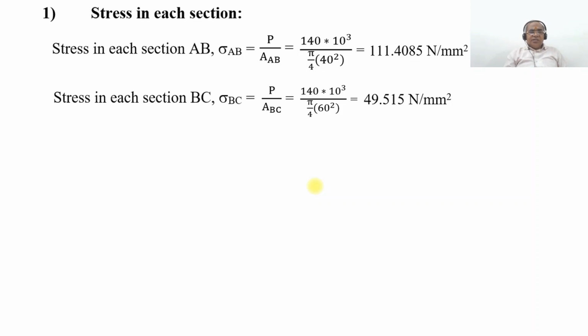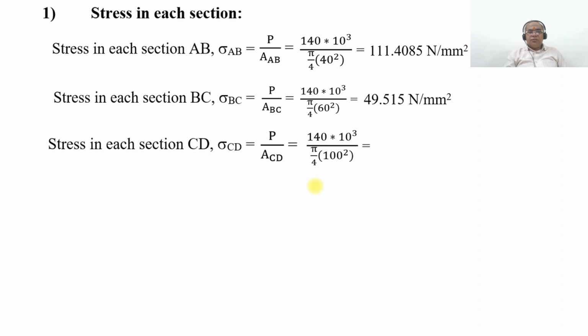Now we will consider the stress in section CD, which is sigma CD, equal to P by A of CD, which is 140 into 10 to the power of 3 divided by pi by 4 into 80 square. Again, on simplification, you are going to get 17.825 Newton per mm square. Once you get this, we will go for the total extension of the bar.